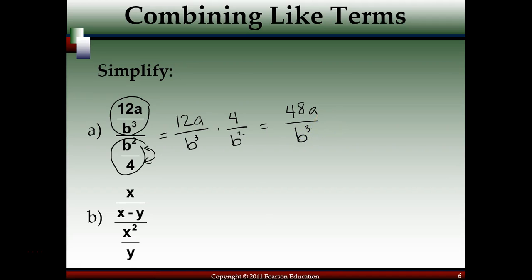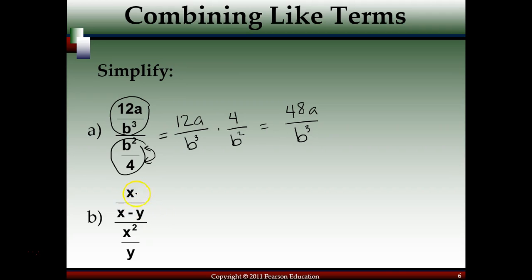So sometimes this method works a lot better than the previous one, finding the LCD and then multiplying both numerator and denominator by it. Sometimes each method can be more work than the other depending on what kind of complex fraction you have. You just have to practice at it to figure out which method is best for you at that time.